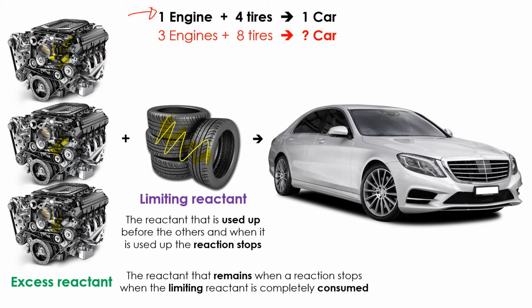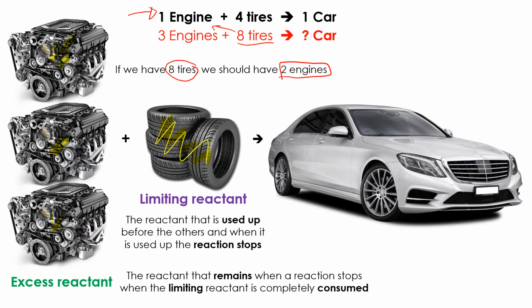Okay. So what we can do is hide one of the givens. If we have 8 tires, how many engines do I need? I will just cross multiply 8 by 1 over 4, so I need 2 engines. I need 2 engines, but I have 3 engines. So I have more than what I need.